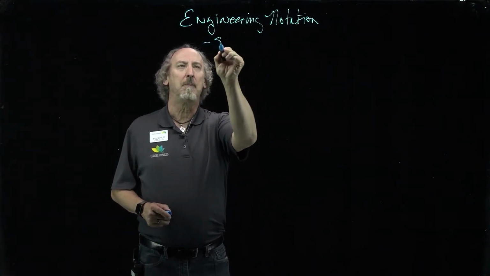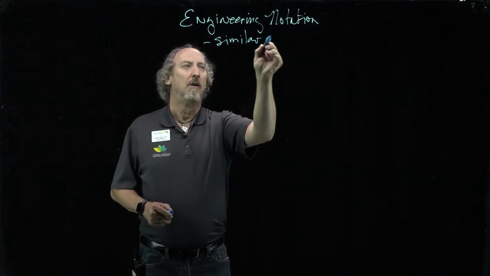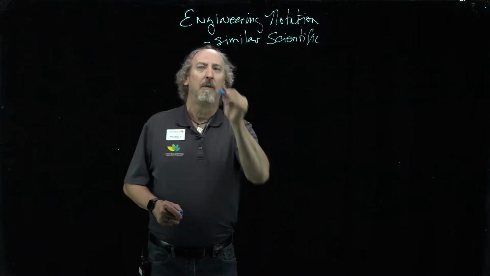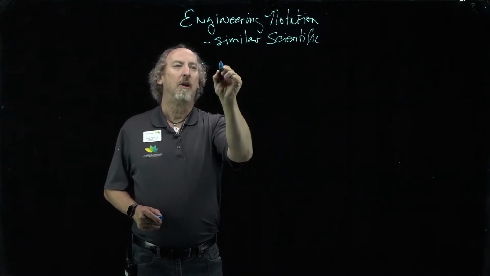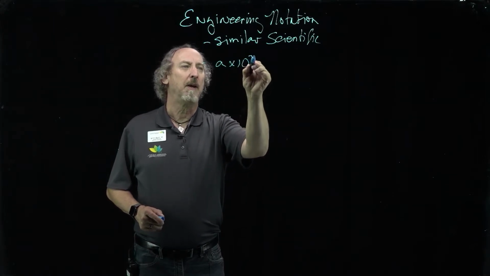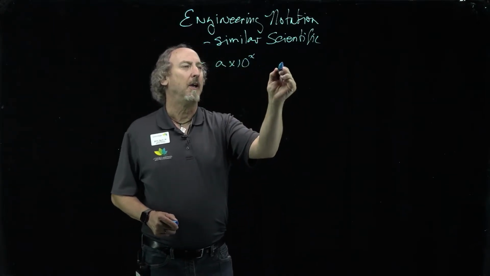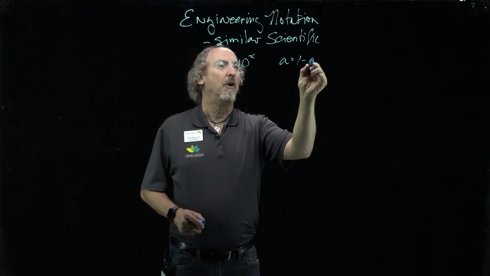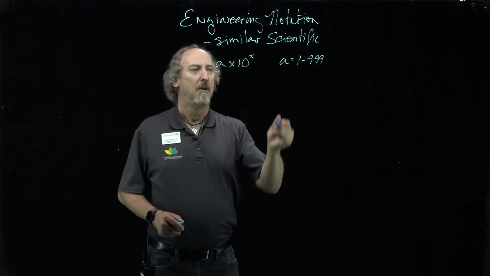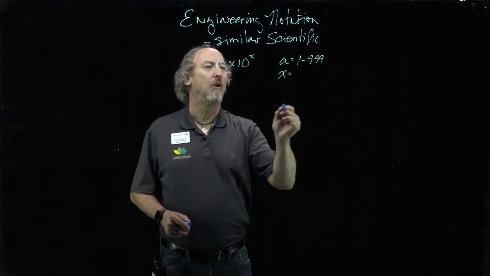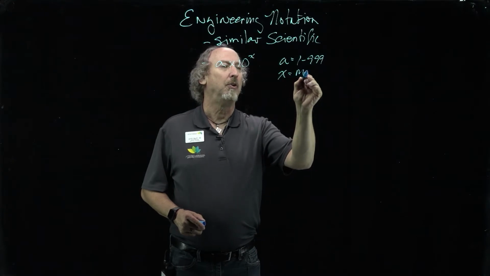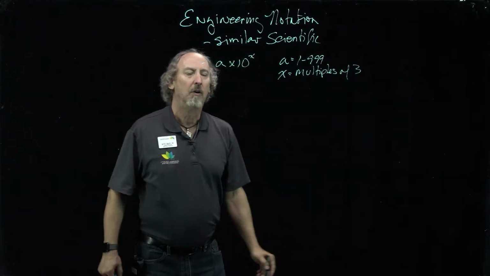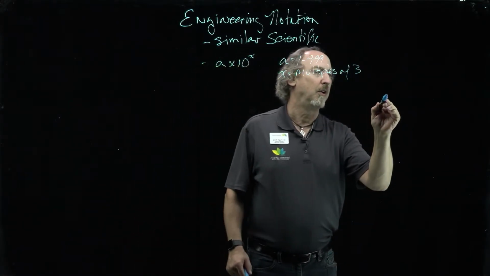Engineering notation is very similar to scientific notation, except engineering notation has its base. So the base number, A, is going to be between 1 and 999. My exponent, x, is going to be multiples of 3.